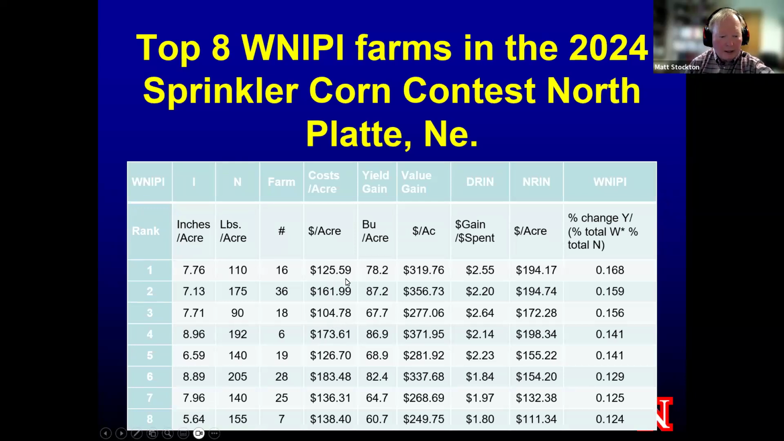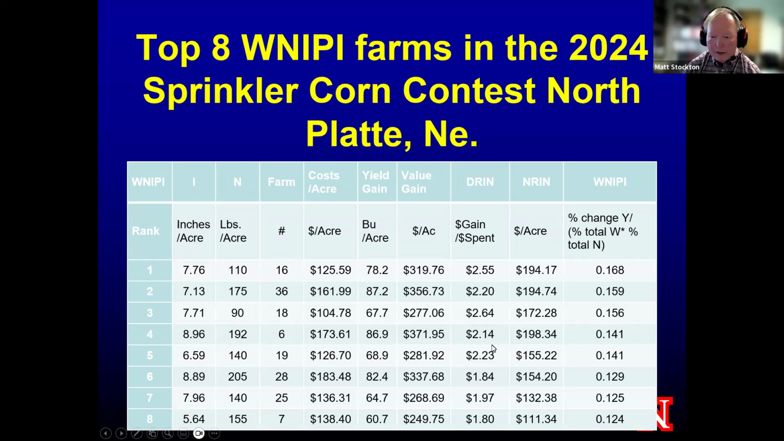Now look, there's a lot of differences here. Some of it doesn't seem so much. You got 7.6 inches, you got 8.96, and then all these different amounts that they put on. And then here's the amount of fertilizer. This number 4, which is farm 6, put on 192 pounds of nitrogen. We're going to get to that in a minute. But now look at how efficient that is: for every dollar they spent, they only got $2.14. Okay, well, is that a bad deal?